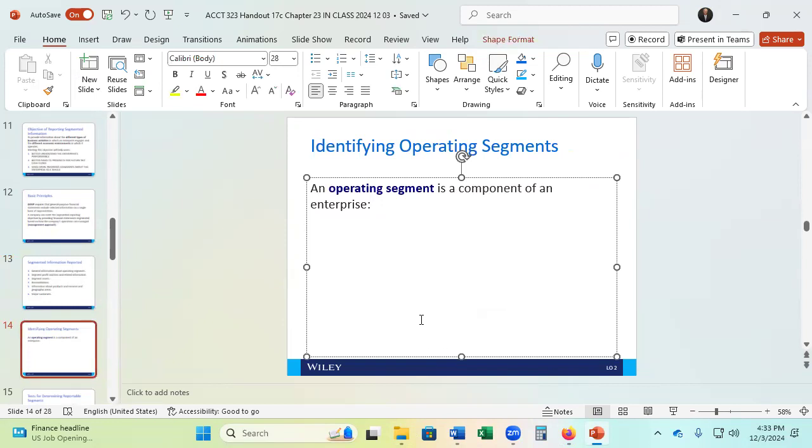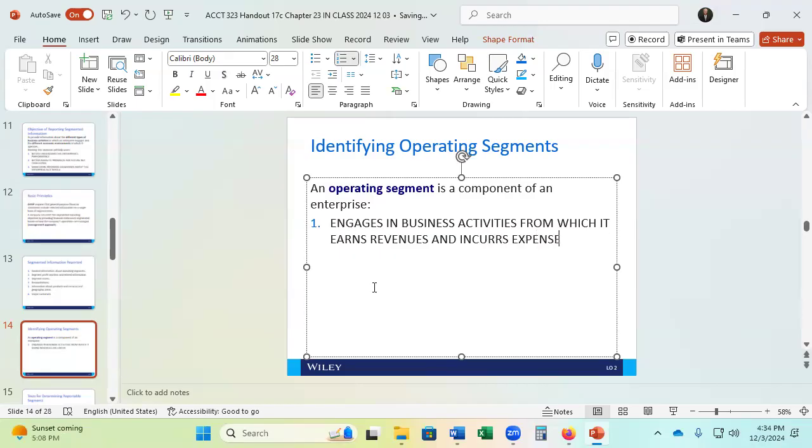Identifying operating segments. This is nice because they give us kind of a formula for identifying these segments. And so it engages in business activities from which it earns revenues and incurs expenses, whose operating results are regularly reviewed by the company's chief operating decision maker.